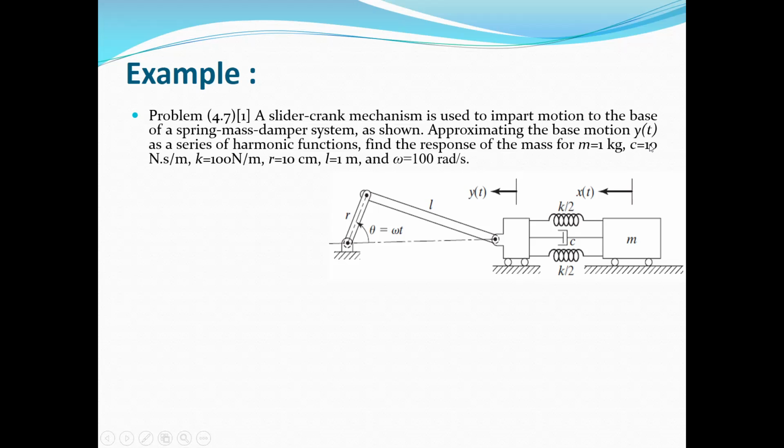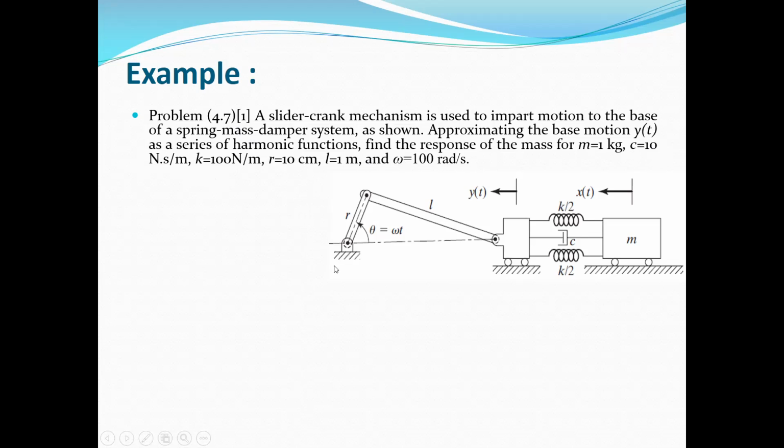The damping constant is 10. The stiffness of the system is 100 Newton per meter. The radius of this shaft or crankshaft is 10 centimeters. The length of this link is 1 meter. And finally, the frequency of the rotation for this crankshaft is 100 radians per second.